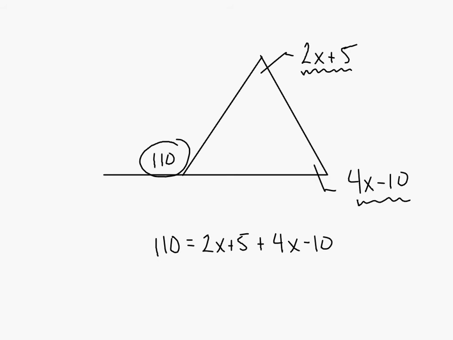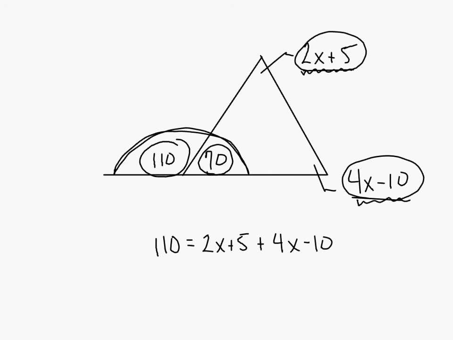Yes? You can also do angle 3 plus 110 equals 180. You could make this 70, and then say 70 plus 2x plus 5 plus 4x minus 10 equals 180. Either way, you're going to be able to use your linear pair rules a lot, because that gives you this third angle, and you know these three interiors have to sum to 180. So either way you want to do it is fine, and by finding the third angle, you can find out what x is.